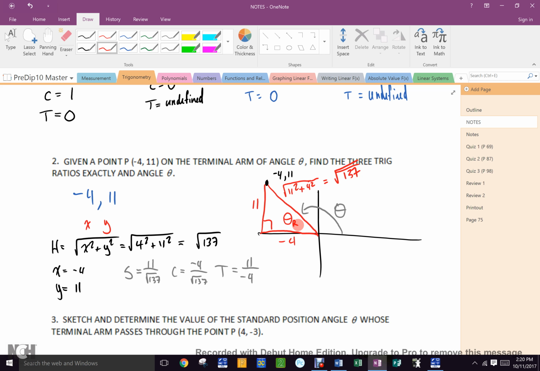Still no one has answered the question. Oh, reference. Reference. I second that motion. So we end up working with the reference angle. Now you guys should be smart enough to figure out the following. If this angle has a tangent of negative 11 over negative 4, right? Then what does that tell you is the tangent of theta?